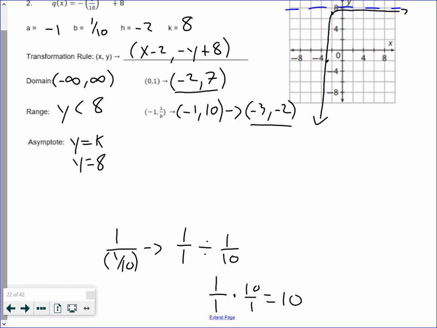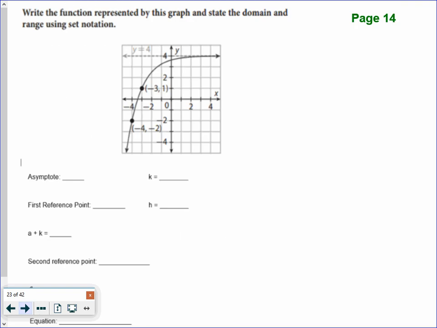All right, let's keep on going. On this page over here, we're going to go from a graph into our function. So the very first thing that we see is that our asymptote is y equals 4. It's a little blurred, but it's saying the asymptote is at y equals 4. Our asymptote is always in the form y equals k. So our k value is 4.